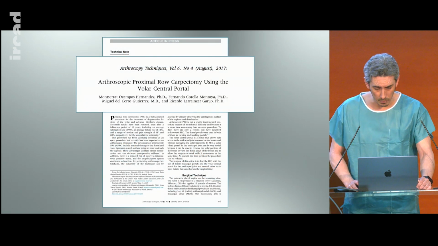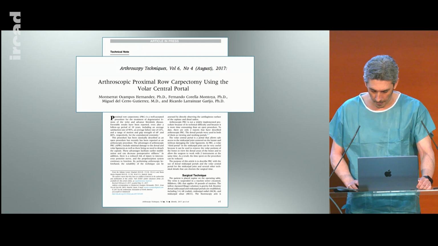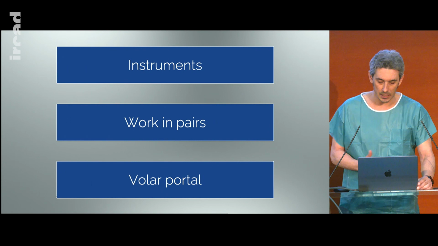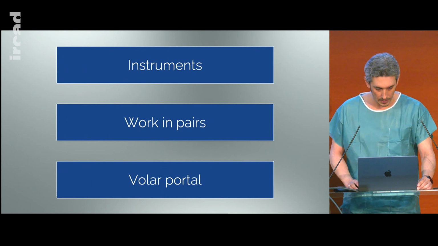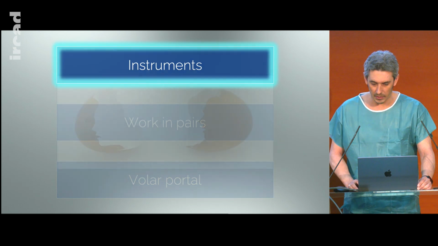So this is why we published in 2017 this paper explaining how to perform an arthroscopic proximal row carpectomy, trying to finish the technique at least in one tourniquet time. So I'm going to talk about different tips and tricks for this technique. So firstly, let me talk about instruments.